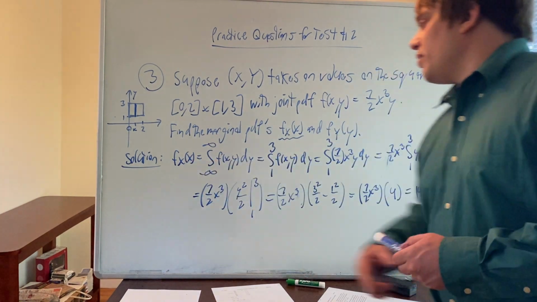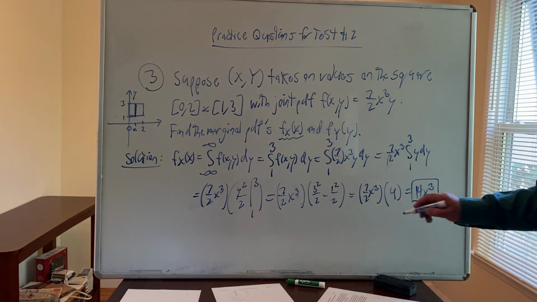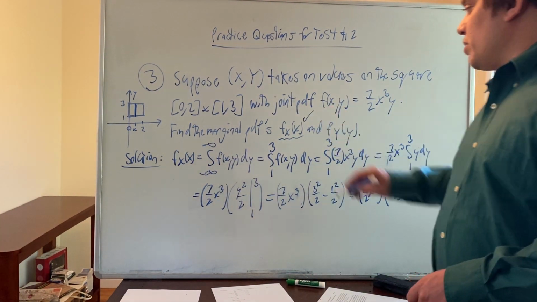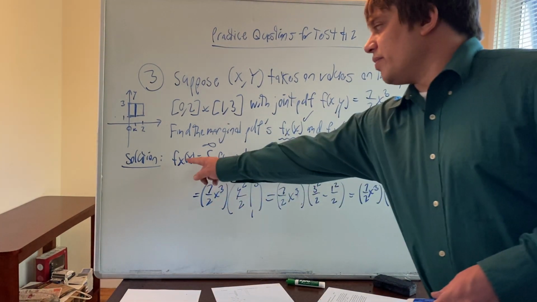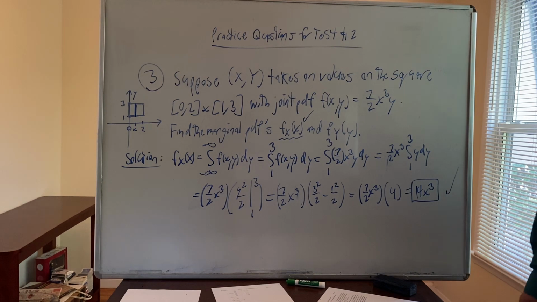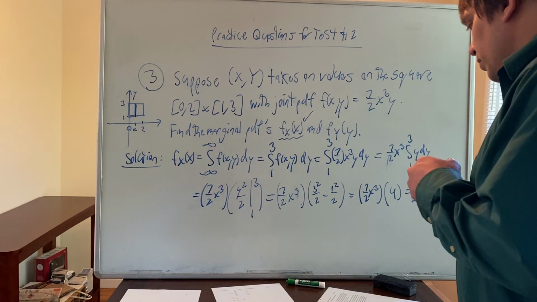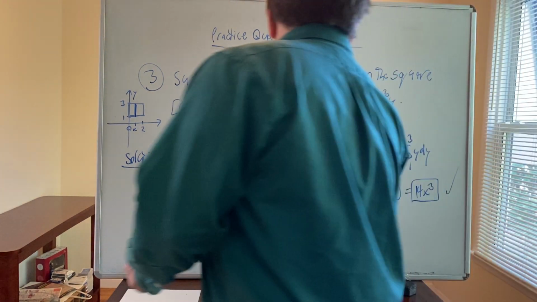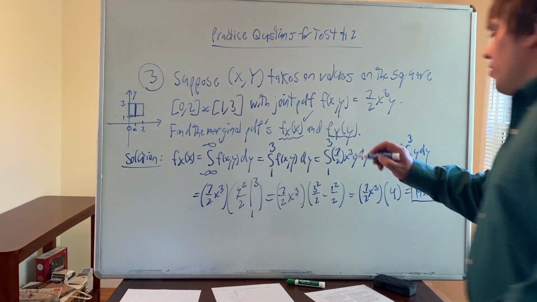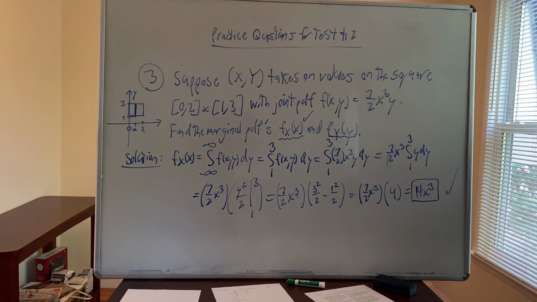So f sub x of x is 14x cubed. And so we found this one. Okay, f sub capital X of x is equal to 14x cubed. So now we're going to find the next one, f sub capital Y of y.